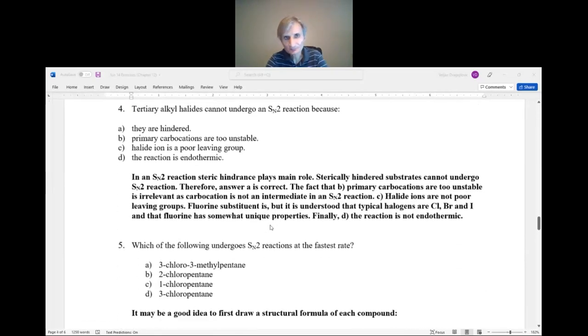Question number 4. Tertiary alkyl halides cannot undergo SN2 reaction because... So why do tertiary alkyl halides undergo only SN1 reactions? A, they are hindered. And that's actually the correct answer, because SN2 reaction is highly sensitive to steric hindrance. In an SN2 reaction, a bimolecular reaction, the nucleophile displaces the leaving group. So the nucleophile donates a free electron pair in a backside attack.